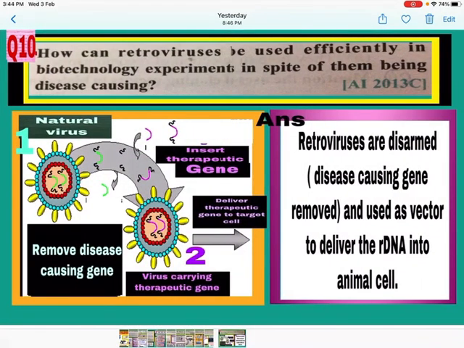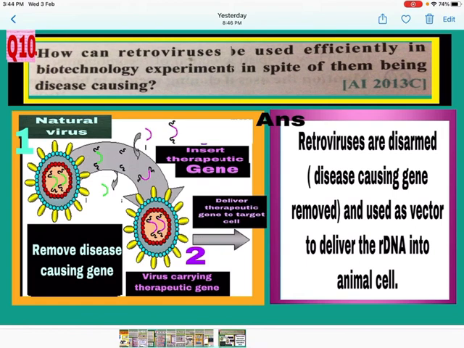Come to retrovirus as cloning vector used in animal cells. Question number 10. How can retrovirus be used efficiently in biotechnology experiments in spite of them being disease causing? See diagram number 1. It is a natural virus which causes disease, but by removing the disease causing gene, it is shown in diagram, green colored gene is removed from retrovirus and we added gene of interest. This is shown by pink color in diagram 2.